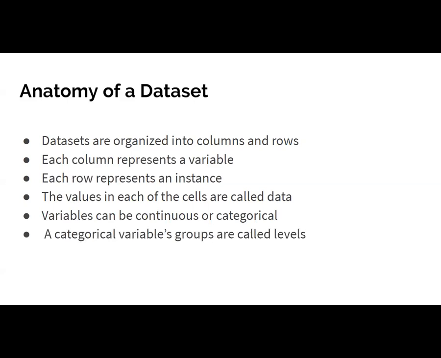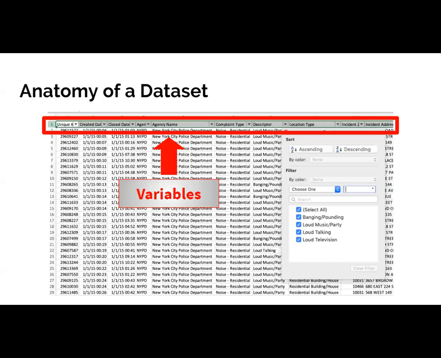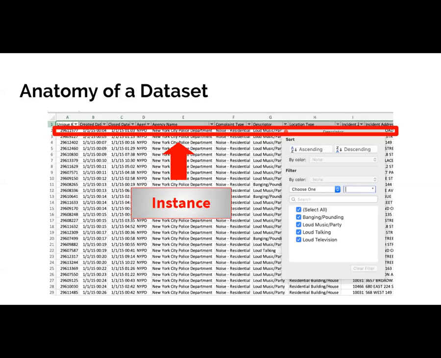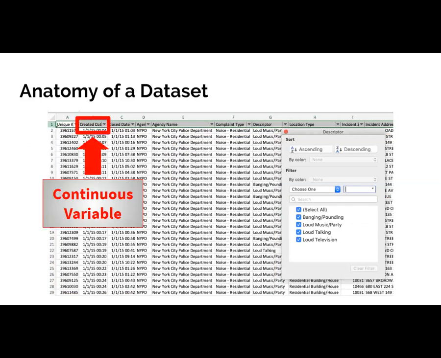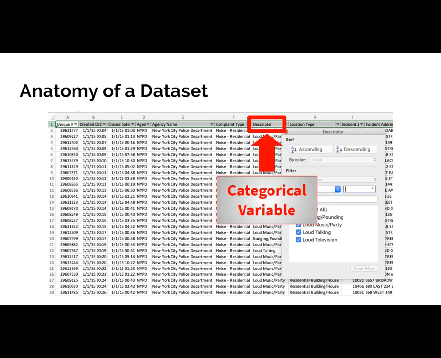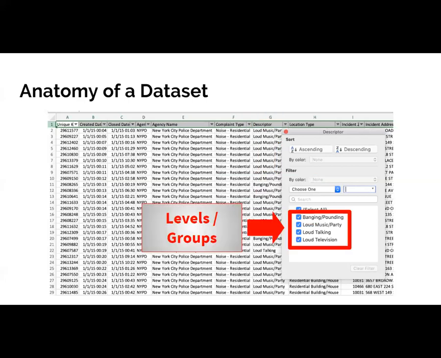Another important point, the categorical variables' groups are called levels. So what do I mean by that? Let's look at our data set. The variables run across the top, right? Again, the unique key, created date, closed date. Each row is an instance. All of this is our data. The continuous variable, so date is an example of a continuous variable. An example of a categorical variable are the descriptors. And then each of the levels are groups. So I pulled out a filter here.